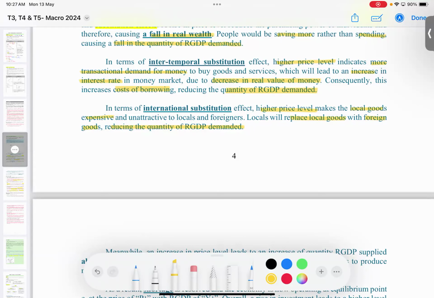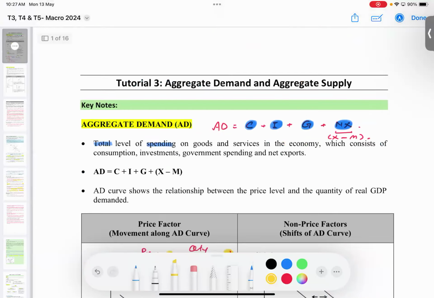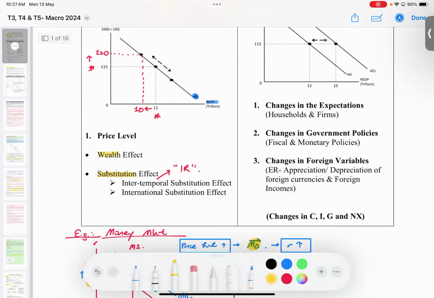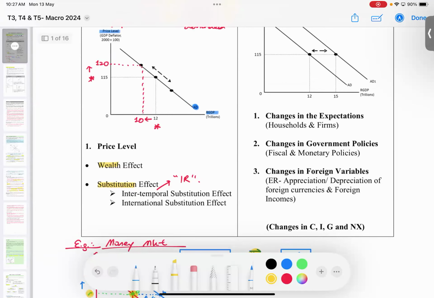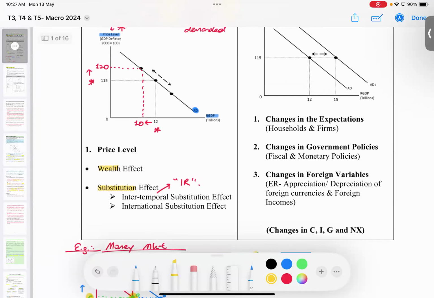Therefore you can see that these three effects are mainly caused by the price factor itself. Because of the price level of the goods and services in the economy, that results in all these effects. And all these will only be reflected on the line itself. That means movement of the points. There's no shift here, only movement along the straight line.